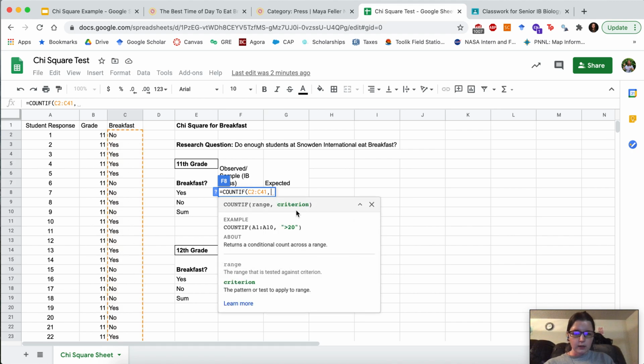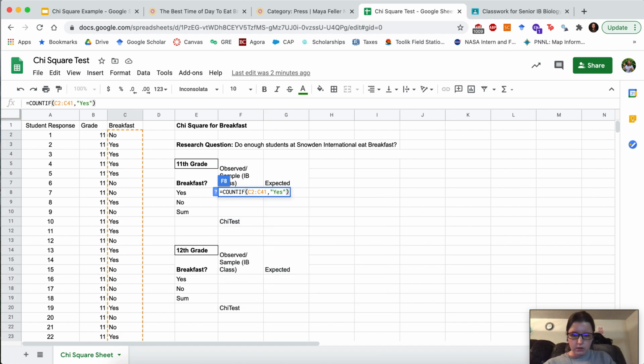Now a comma. And then what are we looking for? Well, we're looking for if they responded yes. So you do a double quote, Yes. Oops, that's not capitalized. Yes. Capitalization is sensitive, so make sure that it's exactly as it is here. You don't want to put yes in all caps or even a yes with the caps at the end. We just put the regular Yes and quote and parentheses.